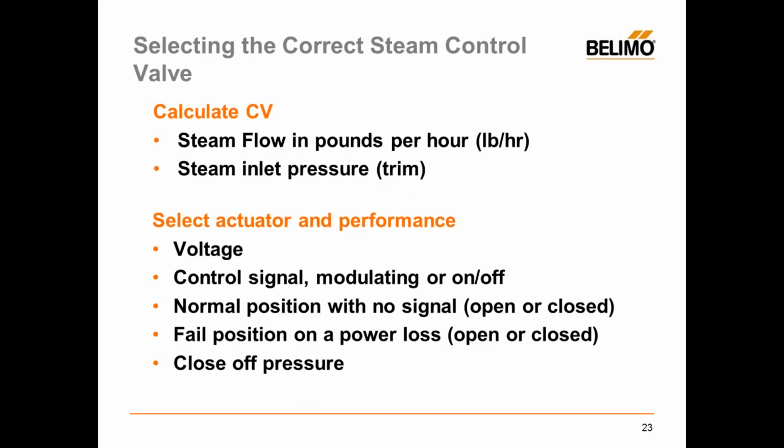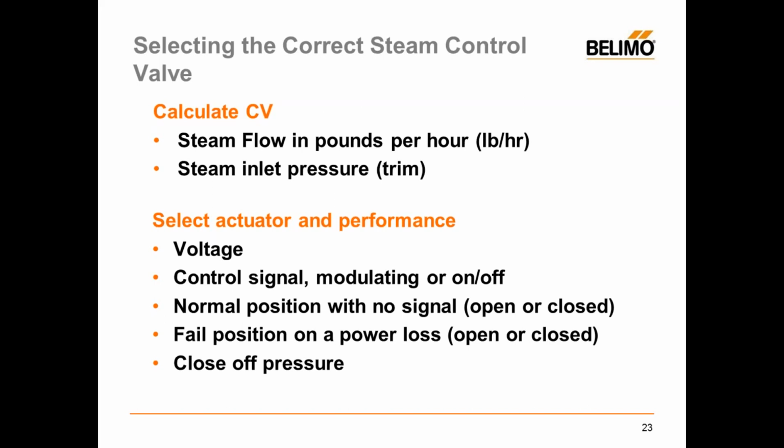To select the correct control valve, I have to calculate a CV. I need to know the pounds per hour, and that generally will be on the equipment schedule. They'll say this air handler unit is 6,000 pounds per hour, and the steam inlet is 8 psi.